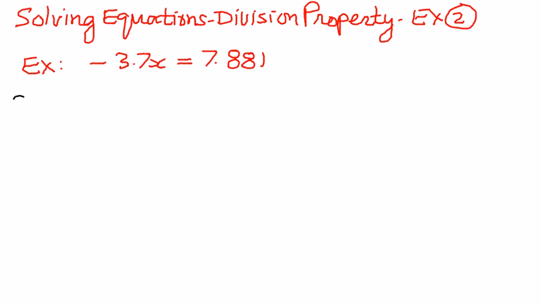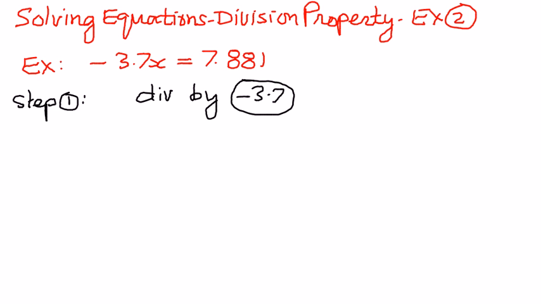So we want to be able to isolate the x term on the left hand side, and to do that we're going to divide by the coefficient of x, which is negative 3.7, on both sides of the equation. So to do that, this is how we're going to write it out.